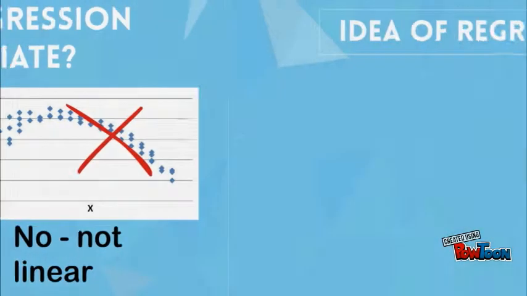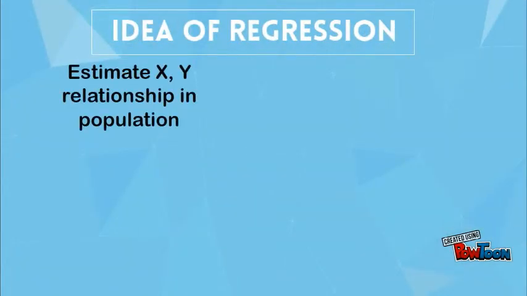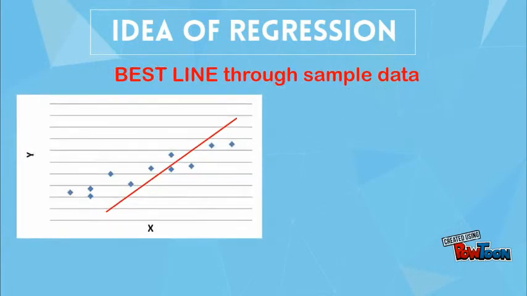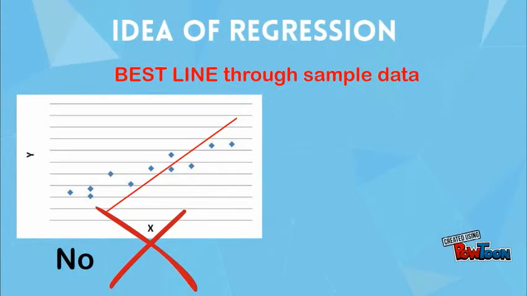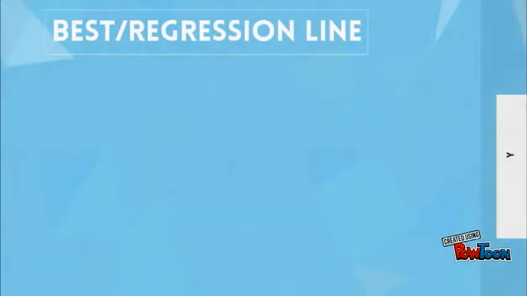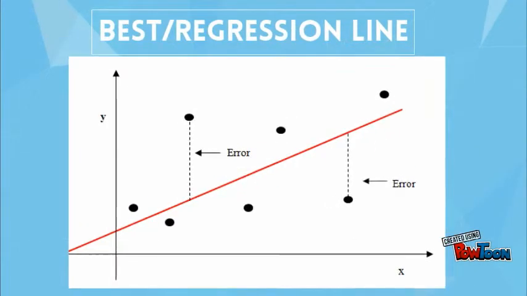The basic idea of simple regression is to estimate the relationship between x and y in the population based on the relationship described in the sample, and we do this by identifying the line that best fits the sample data, that is, the line that comes closest to the points overall. We measure error, that is, how far each point is from the line along the y or vertical axis. Since some sample points are above the line and some are below, there will be both positive and negative errors.